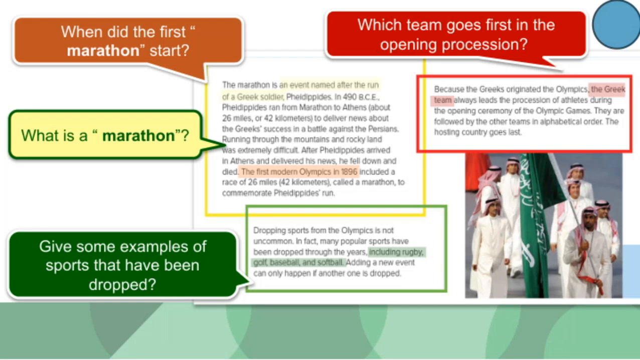Let's start by exploring what a marathon actually is. A marathon is a long-distance running race that covers approximately 26.2 miles or 42.195 kilometers. It's one of the most iconic events in the Olympic Games, symbolizing endurance and perseverance.